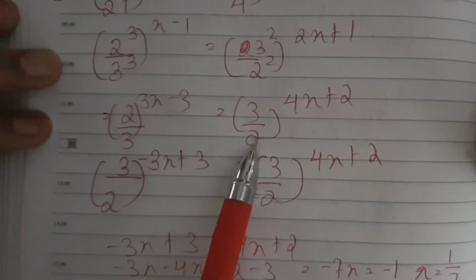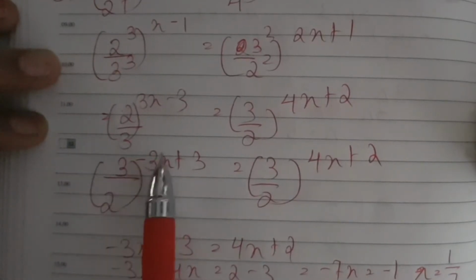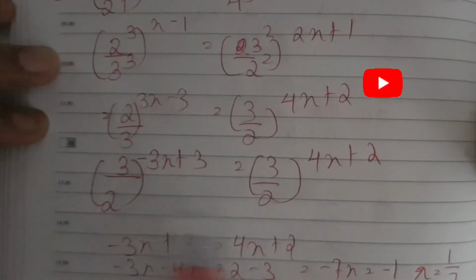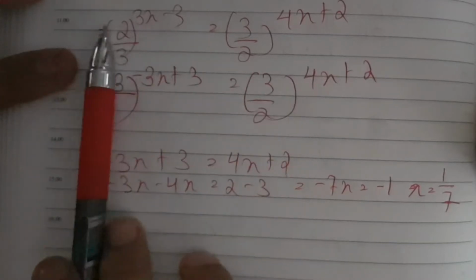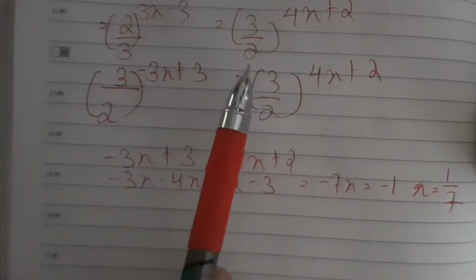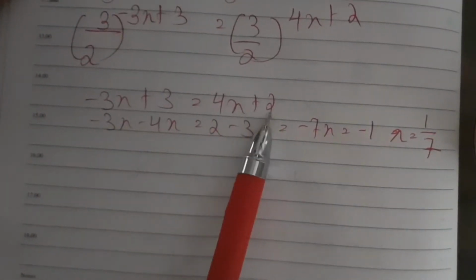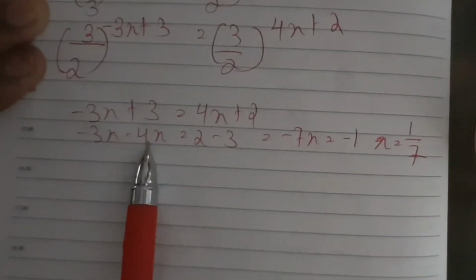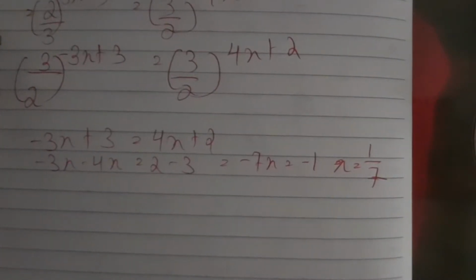This base is not the same. So what I have done is write (3/2)^(-3x+3). So now it is the same base. Now we can take it common. But what children often do is take it as the same base because they are in a hurry to finish the sum. So -3x + 3 = 4x + 2. Therefore -7x = -1. Therefore x = 1/7.